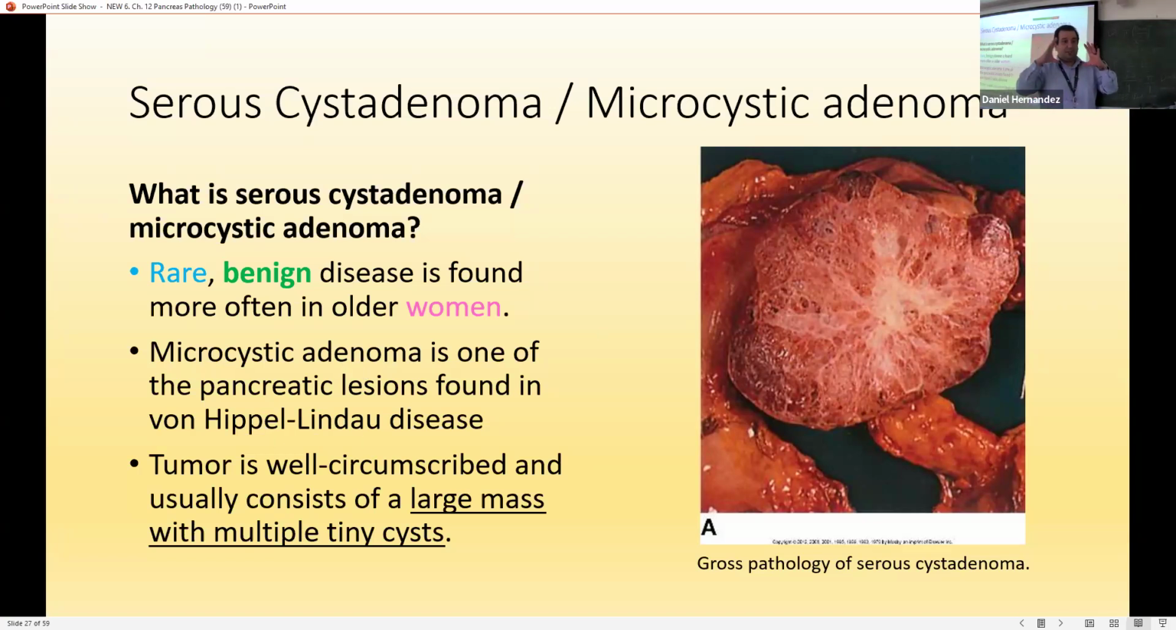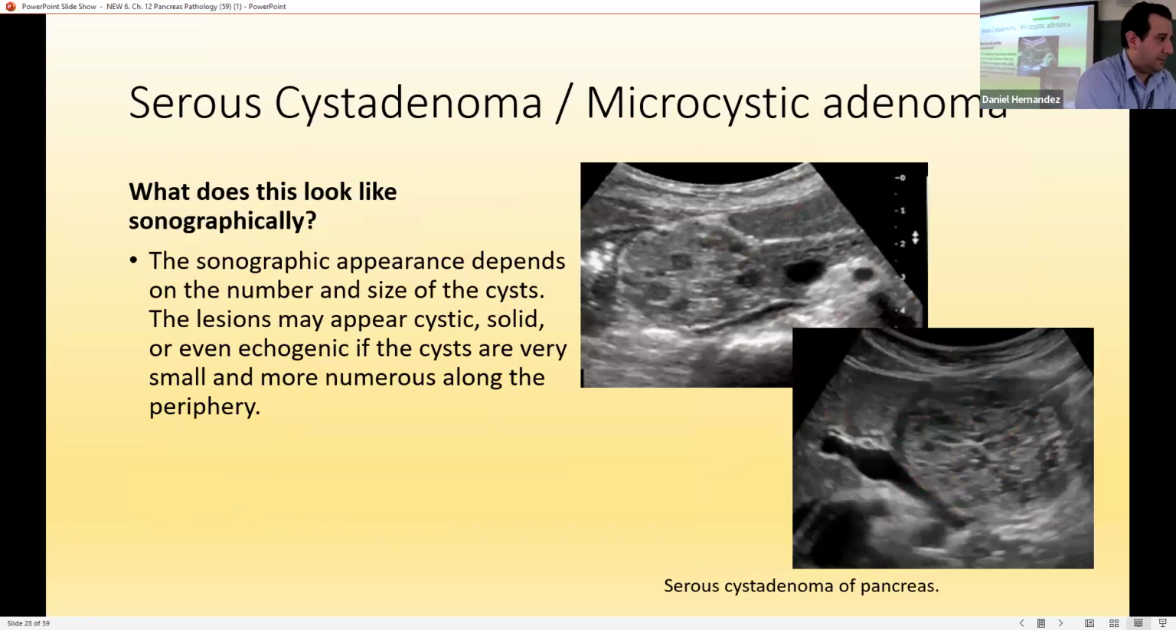So we can have a single tumor that is measurable and large. That cystic adenoma is a single tumor, but it's comprised of these very teeny tiny little cysts within that large tumor. So the microcystic adenoma, the serous cystic adenoma, sonographic appearance depends on the number and size of those cysts. Again, those cysts are usually very small. The lesion may appear cystic, may appear more solid, or even echogenic, as the cysts are very small and more numerous.